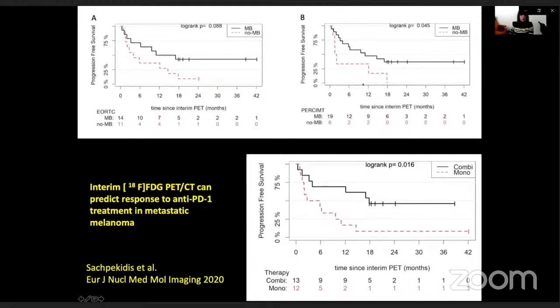Then we looked at the performance of the ERTC and the PERSIST criteria in patients receiving PD-1 therapy. And we see here in the Kaplan-Meier curves that with both criteria, it's possible to differentiate between patients who benefit from the immunotherapy or not. And with both criteria sets, patients classified as responders showed a longer progression-free survival. Interestingly, using the PERSIST criteria, the difference was statistically significant, whereas using the ERTC criteria, the difference was not statistically significant.